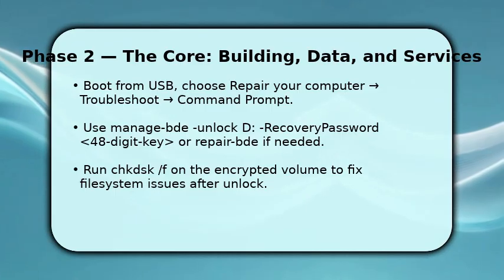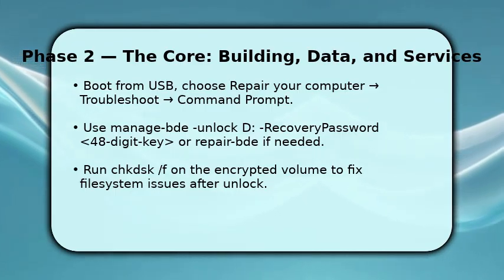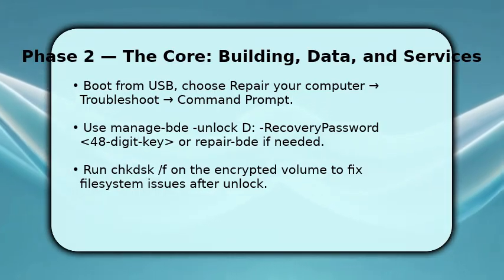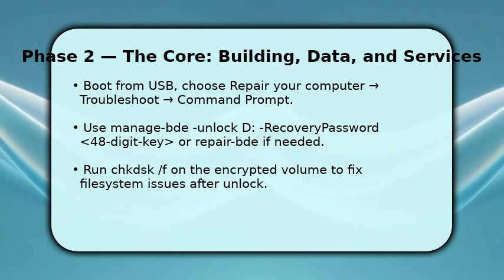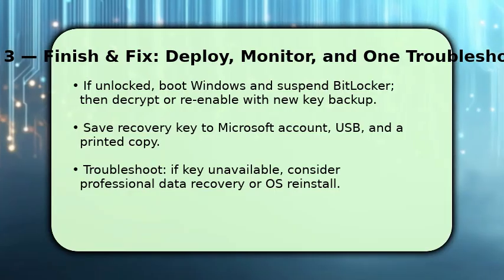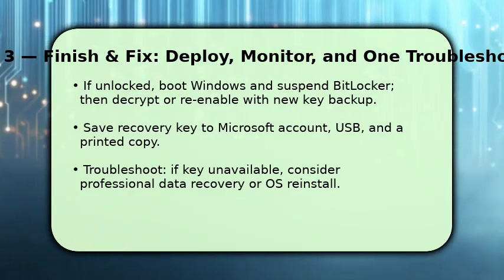After a successful unlock, run chkdsk /f on that volume to repair file system errors that often trigger repeated recovery prompts. Once the drive is unlocked, boot into Windows and immediately suspend BitLocker from Control Panel or Settings.